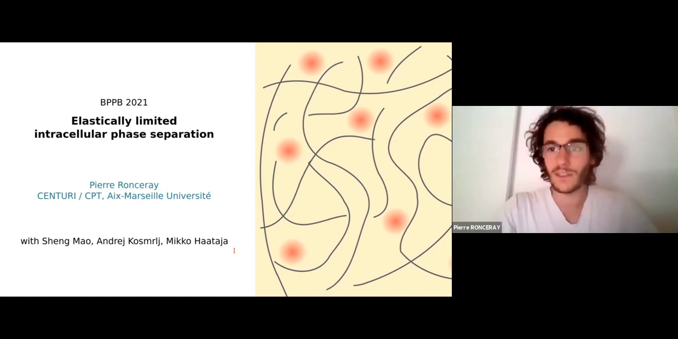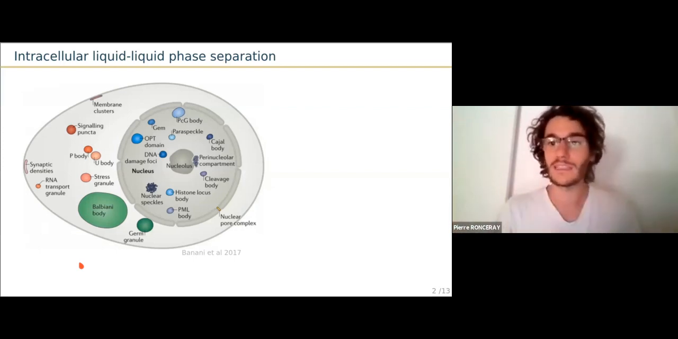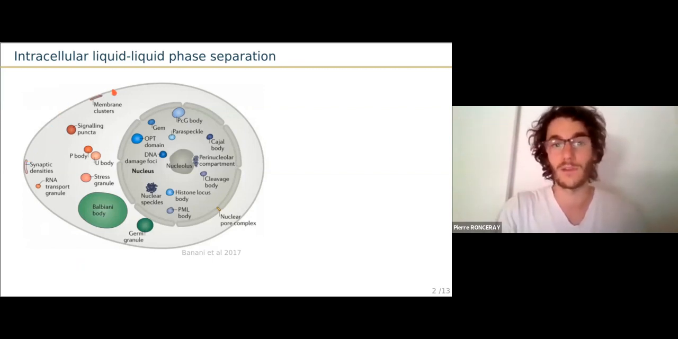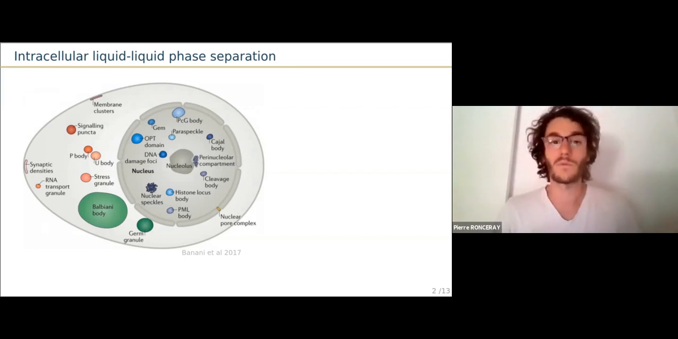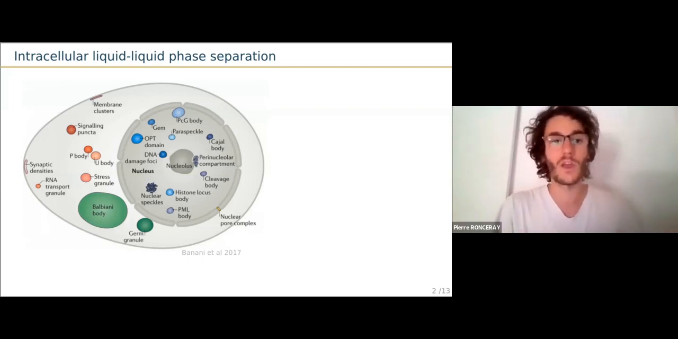So if you've been attending this seminar or any biophysics conference lately, you've probably heard that liquid-liquid phase separation, meaning the demixing of one liquid in another, is emerging as an important paradigm for intracellular organization, both in the cellular cytoplasm and in the cell nucleus, in order to form what are called typically membraneless condensates or membraneless organelles. And there's a broad variety of these, from the nucleoli to the stress granules to P-bodies and many others.